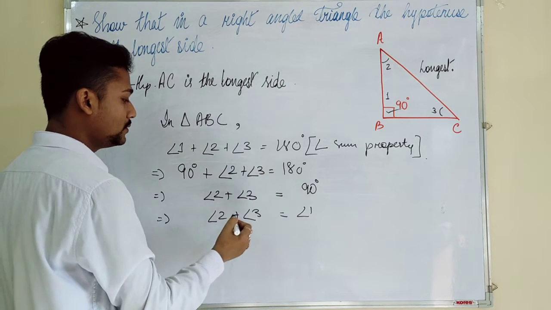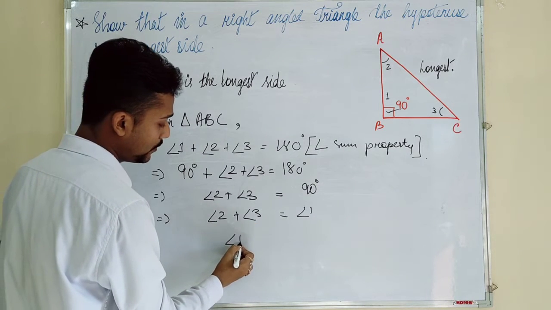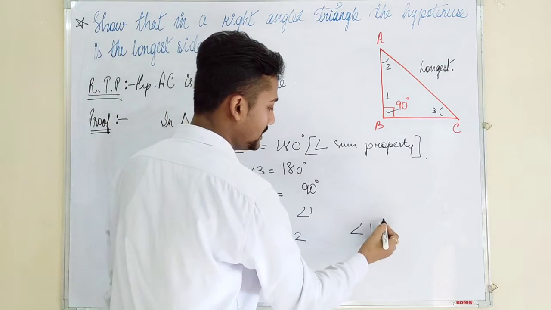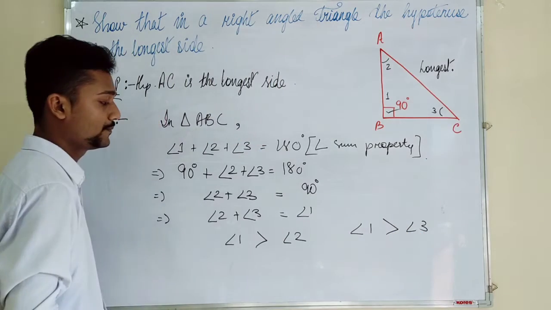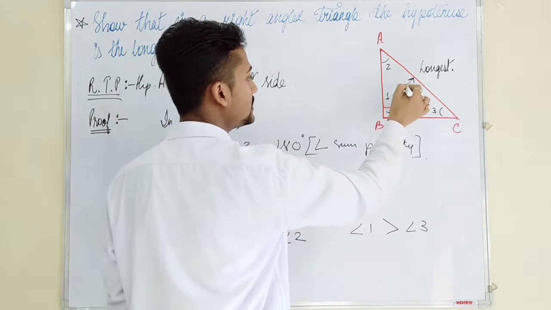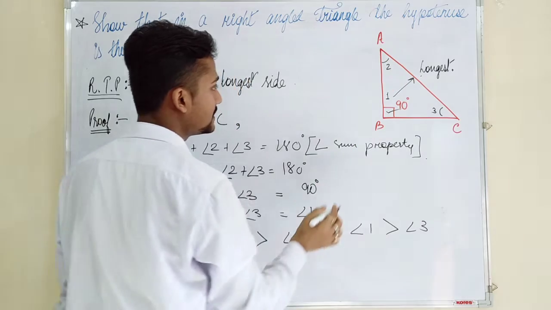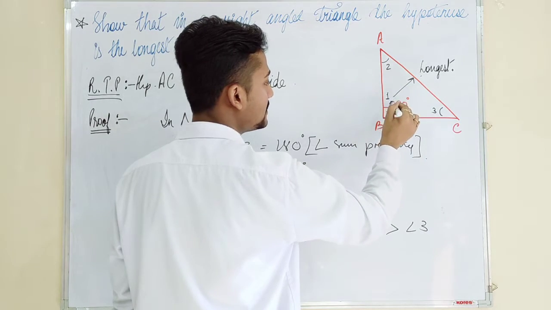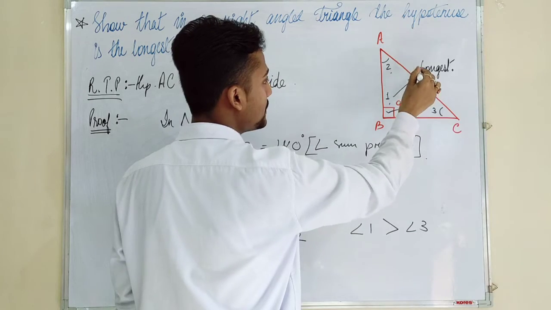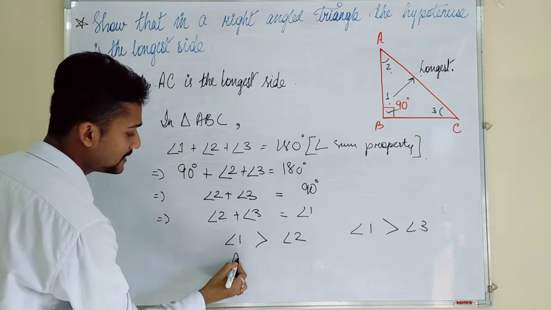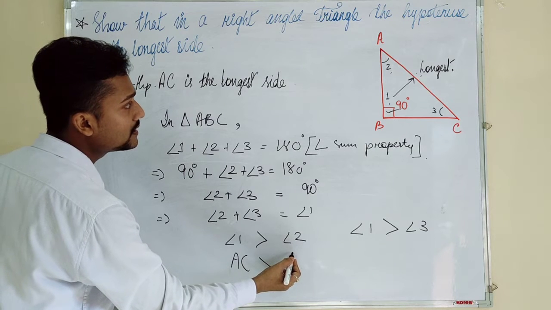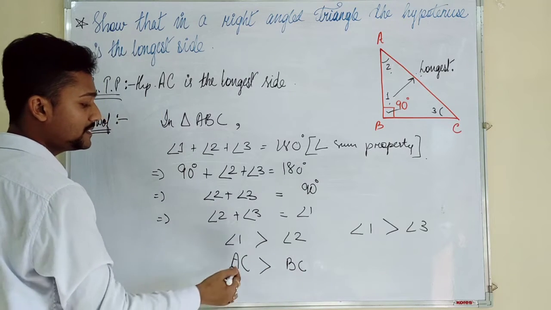Now, if angle 1 is equal to 2 plus 3, then what can we say? We can say that angle 1 is greater than angle 2, as well as angle 1 is greater than angle 3. If this particular angle is greater than this particular angle, then the opposite sides will also be greater. That means AC, opposite of angle 1, is greater than BC, opposite of angle 2. That means AC is greater than BC.